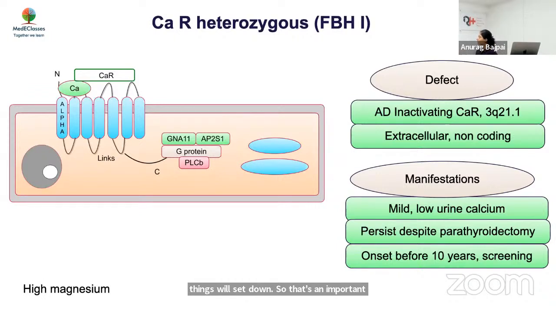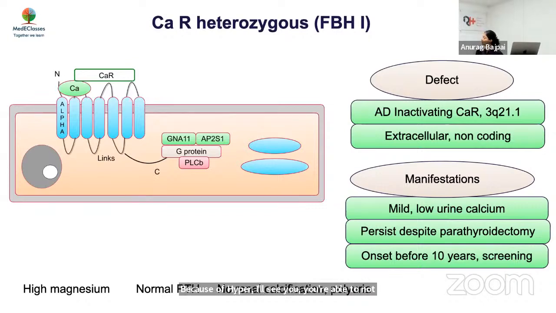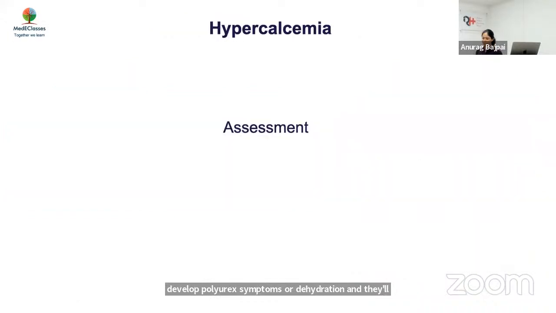As they have calcium sensing receptor mutation and the receptor also senses magnesium levels. So these children will classically have higher magnesium levels, normal to high PTH levels. Because of hypocalciuria, they will not develop polyuric symptoms or dehydration and will have no renal calcification. And again, no increased bone turnover or metabolic bone disease in these children.